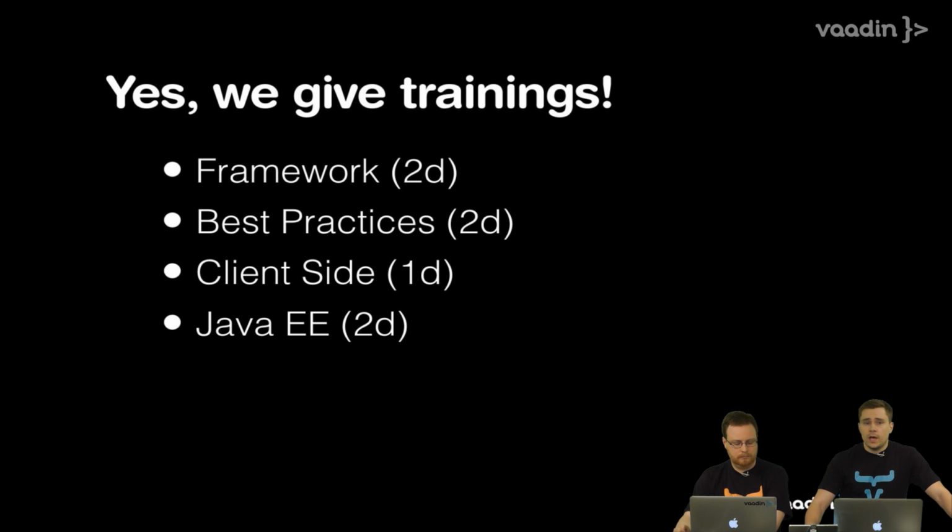The next course we have is the best practices course, and this course is meant for developers who already know about Vaadin but want to develop production-grade software with it. So we talk about how you structure your code to make it more testable, maintainable, and robust. We also talk about the architecture of the framework itself. Do you want to tell a little bit about the client side, perhaps?